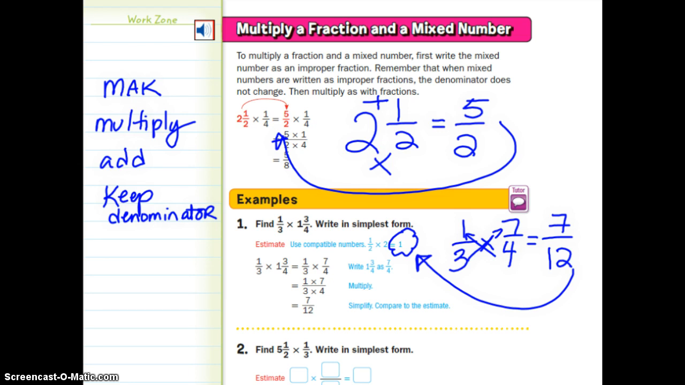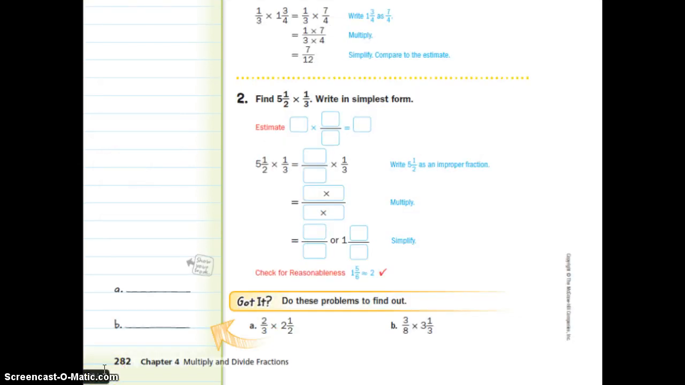Let's do example number 2. So in example number 2, I have 5 1/2 times 1/3. So we know 1/3 of 6 is 2. So I'm going to put 2 in my little cloud. Alright, so now I have to turn 5 1/2 into an improper fraction. 5 times 2 is 10, plus 1 is 11. Keep the denominator, which is 2. And again, I look across, I see no relationship. So I have 11 times 1, which is 11, and 2 times 3 is 6. I can pull out one whole and have a remainder of 5/6. So I have 1 and 5/6, which is close to 2.